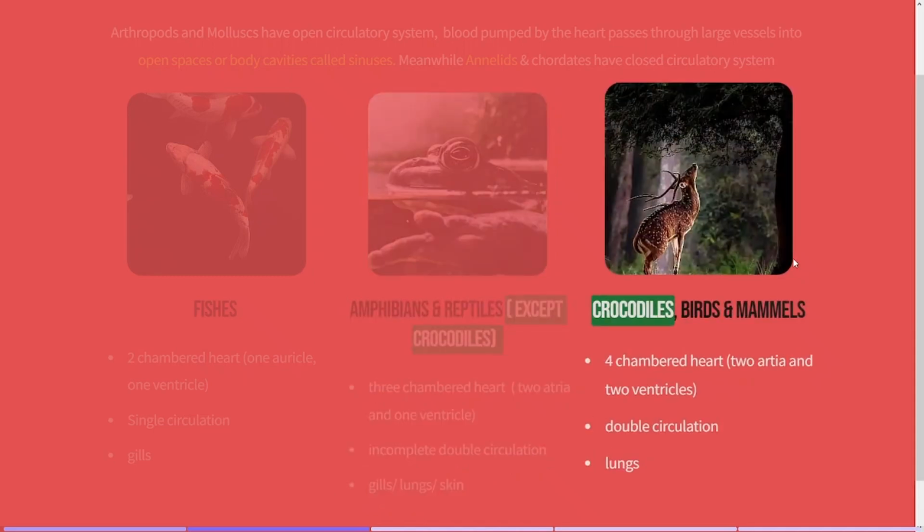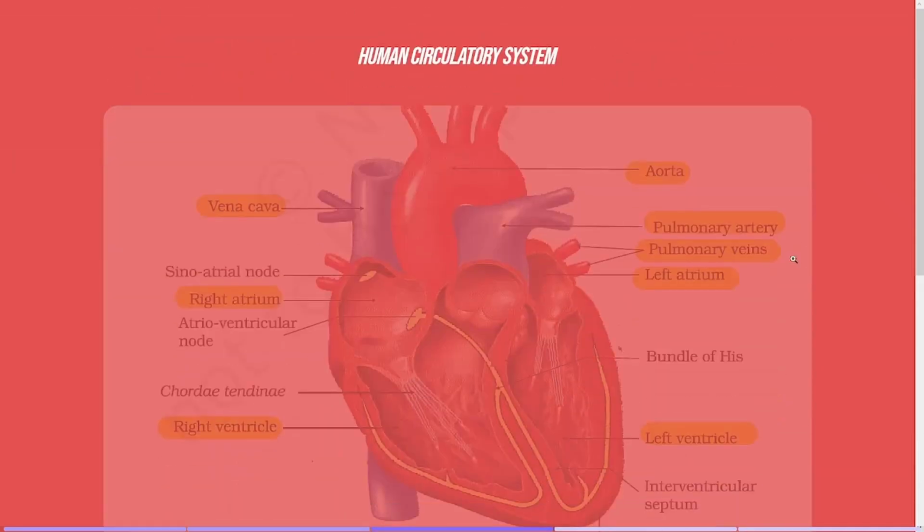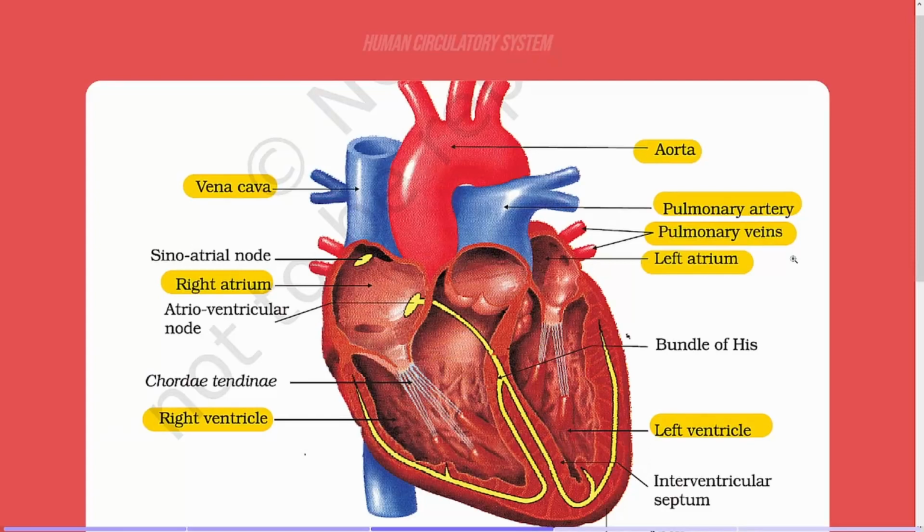After that, we have crocodiles, birds, and mammals. They have four chambered heart, two atria and two ventricles. They show double circulation and blood is oxygenated through lungs. Next, coming to the topic of human heart. So in human heart, you have to remember this diagram.